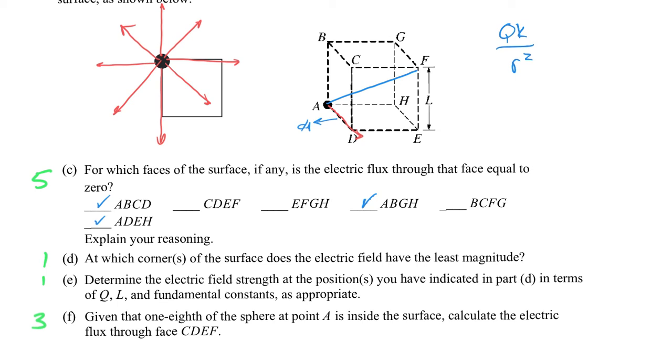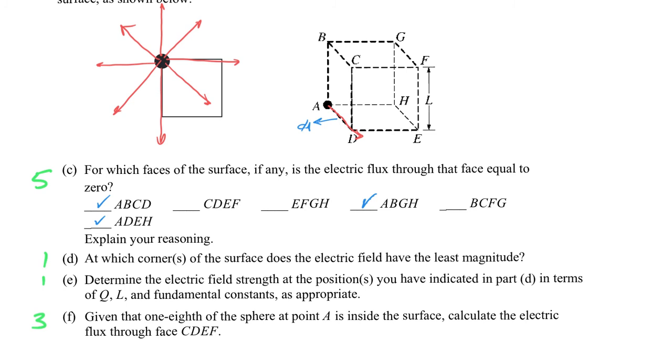Question F is worth 3 points. It says, given that 1/8 of the sphere at point A is inside the surface, calculate the electric flux through face C, D, E, F. Now, there's no way to get this point if you've gotten stuff wrong earlier. You really have to get stuff right all the way through. There are 3 faces that have flux passing through them.